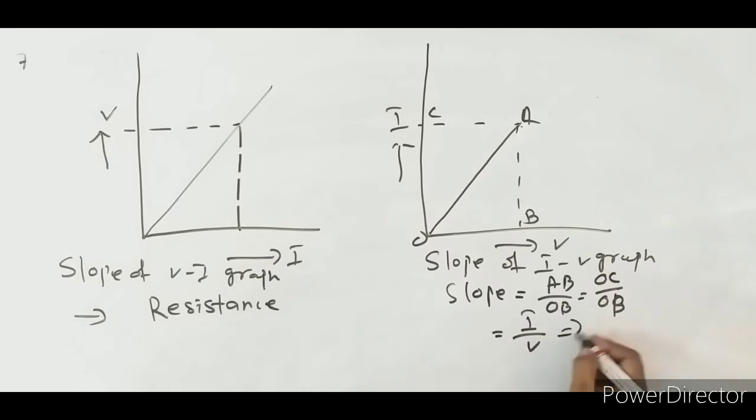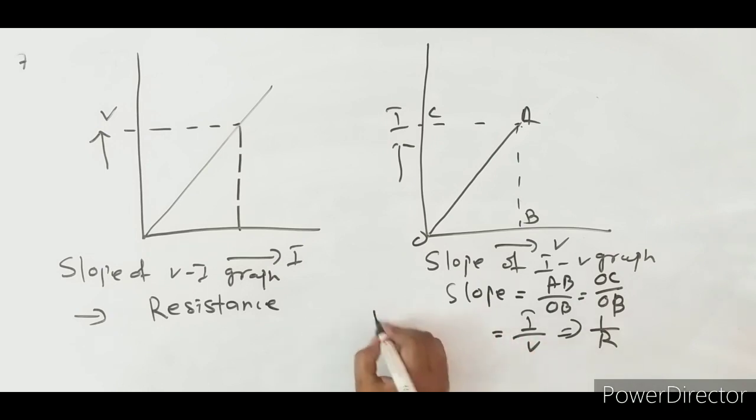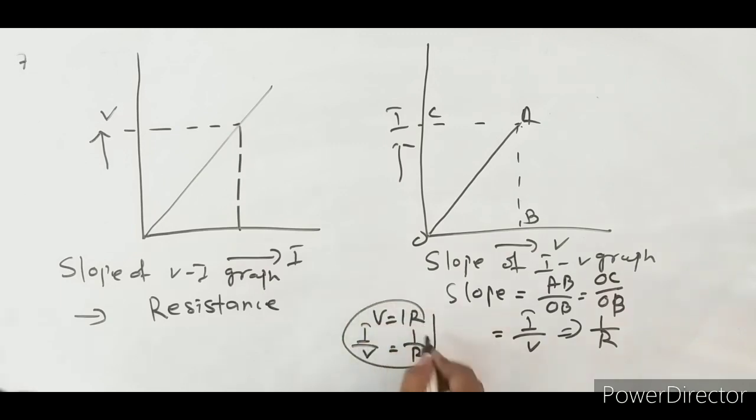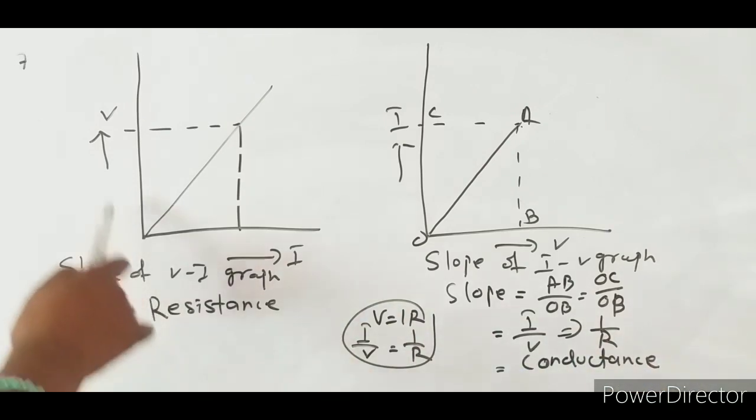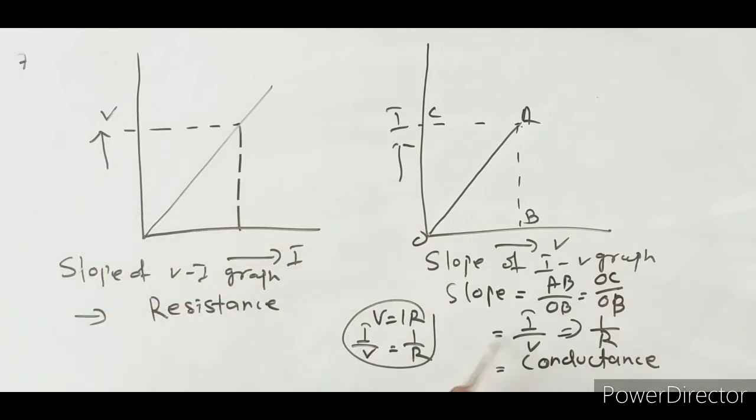I by V is nothing but 1 by R. If you don't remember this one, remember V equal to IR, so I get I by V, which is 1 by R. We have discussed what 1 by R is: it is conductance. So the slope of the VI graph gives resistance and the slope of the IV graph gives conductance.